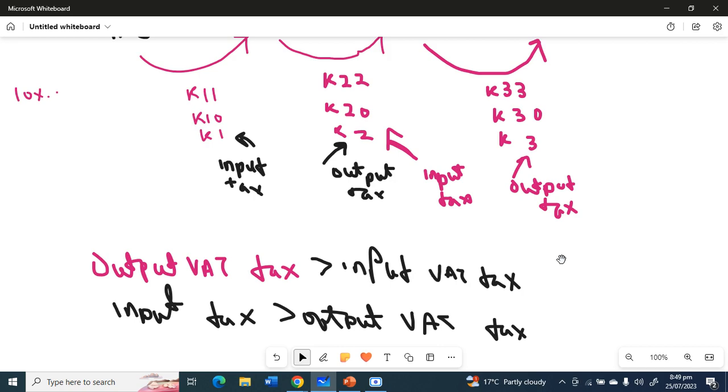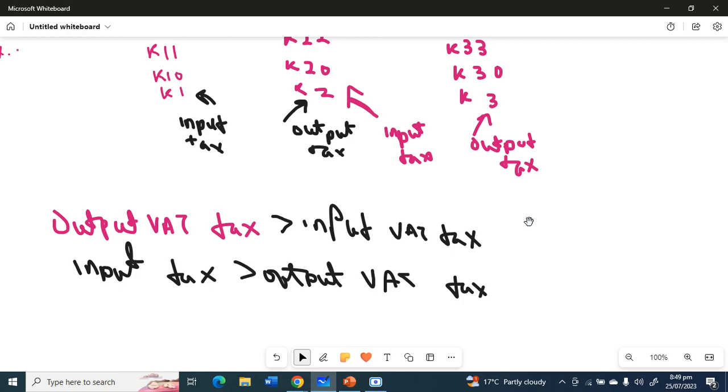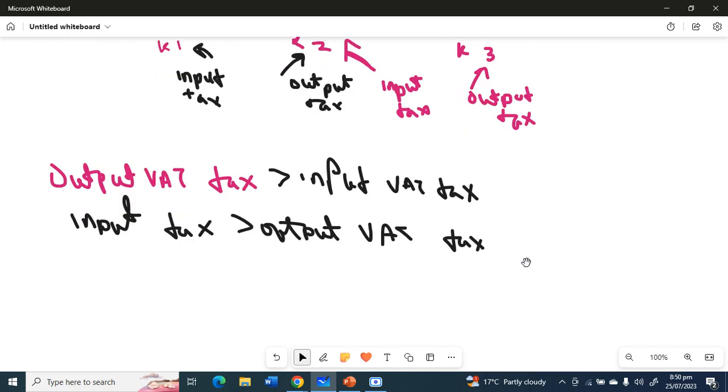Okay, we can now look at tax incidence. This is where we're seeing who the tax burden falls on. Let me just illustrate first with a graph. Now, tax incidence is also dependent on elasticity of demand and elasticity of supply.